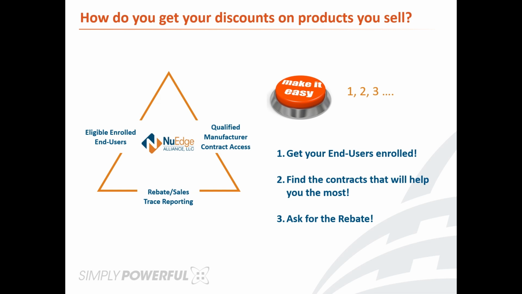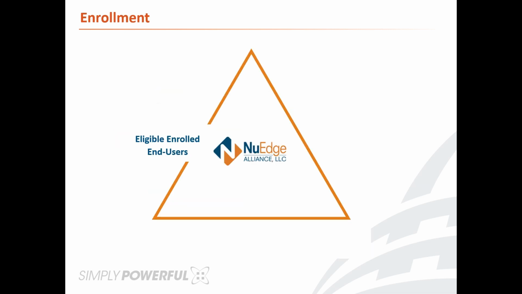This is the monthly sales tracing and rebate request process. Today, we're going to focus on step 1. That's getting your eligible customer facilities enrolled on the roster. Okay, now let's get this enrollment process started.